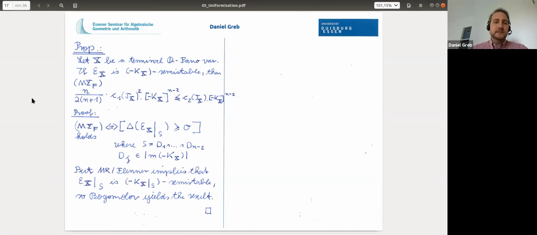But Mehta-Ramanathan and Flenner imply that if my Ex is minus Kx semi-stable, the restriction to a generic complete intersection surface of sufficiently high degree will be semi-stable, so the Bogomolov inequality yields the result. Yes, the Bogomolov inequality for a vector bundle on a smooth surface yields the result. Okay, good. Once you have this, it's easy.